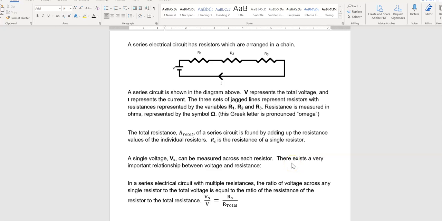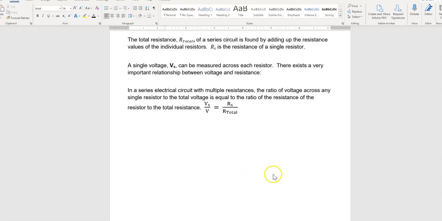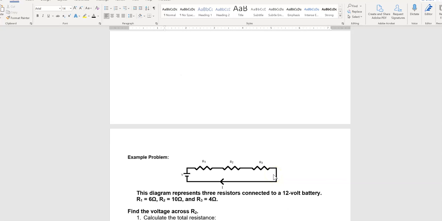There exists a very important relationship between voltage and resistance, and that relationship can be seen in this proportion, where the single voltage over the total voltage is proportional to the single resistor over the total resistance. So let's look at an example. We can work that out.